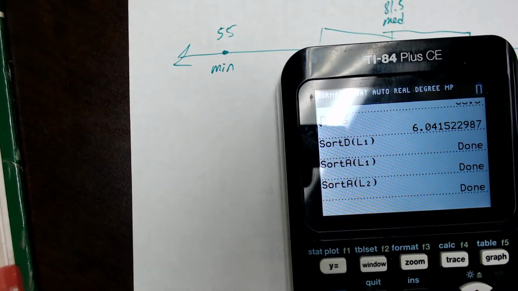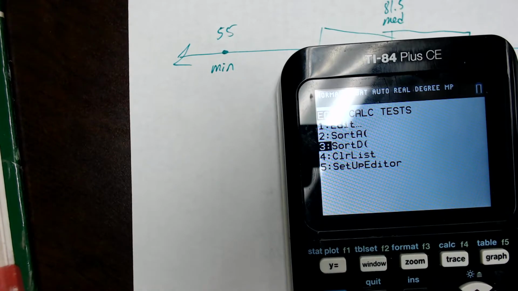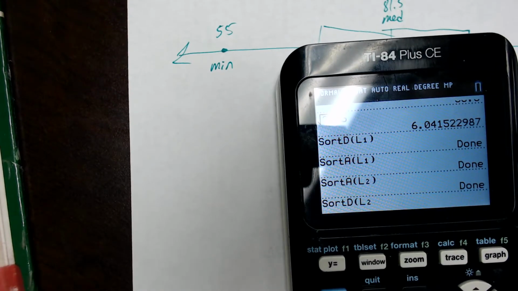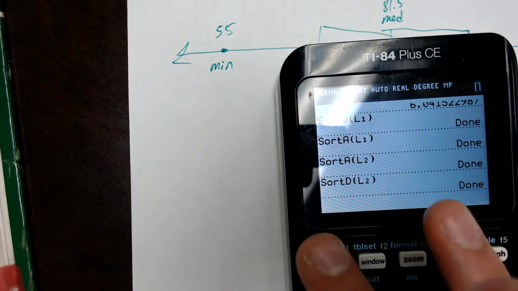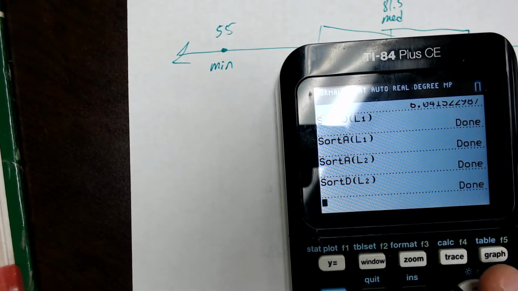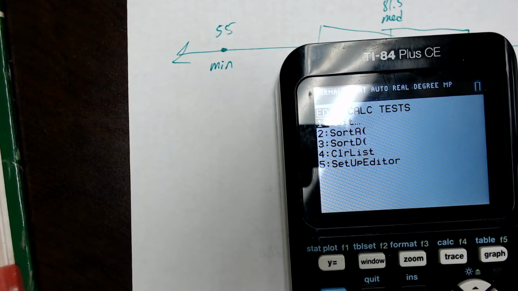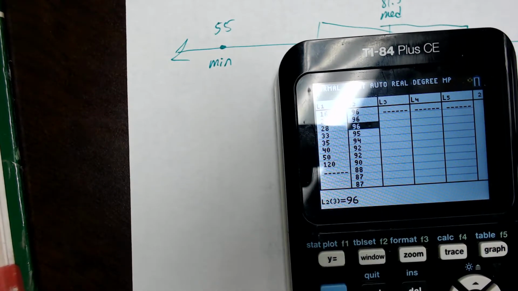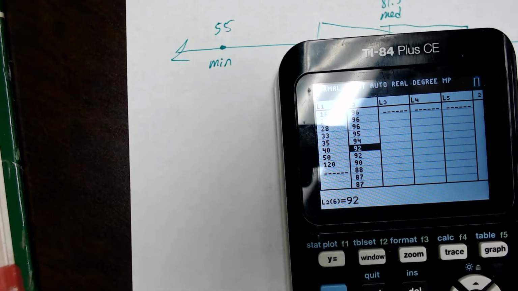Now the other thing it'll do is if you look at stat and you go to sort D and then I insert list 2 and then use a closing parenthesis and it says done. So if I do sort D, what that does is it sorts it from highest to lowest. So you see all the scores go from high to low, right? So that's two cool things that can help you out.